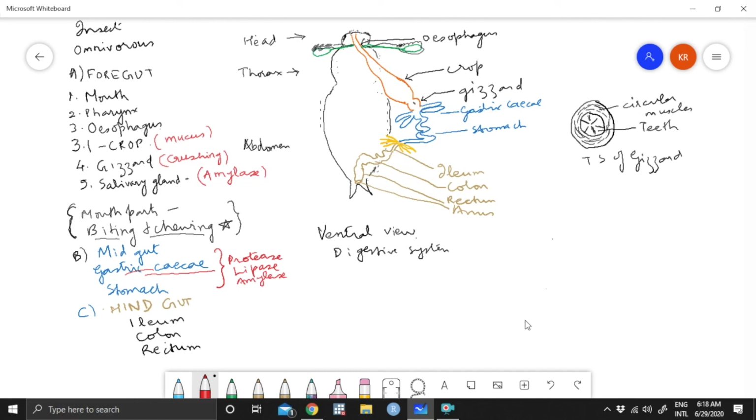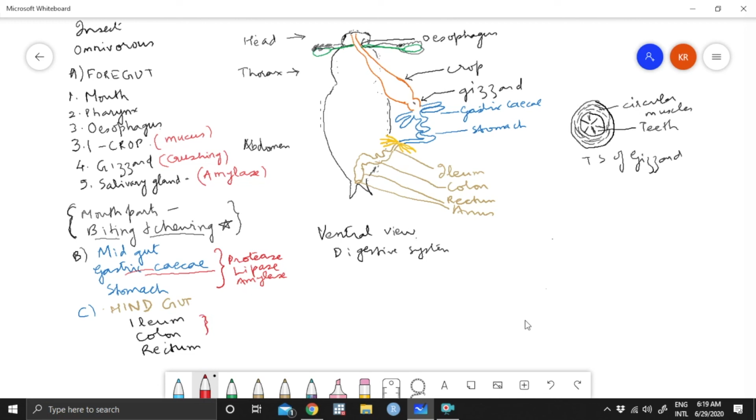Some amount of these enzymes do go from the midgut to the foregut, and although they are not produced in the foregut, they are moving from the midgut, and that is why more enzymatic digestion takes place in the foregut also. So these three enzymes are present in the midgut. In the midgut, the maximum amount of digestion is done, and absorption will take place in the hindgut, essentially in the ileum and the colon. It also takes place in the midgut, but then it's finished off in the ileum and the colon.